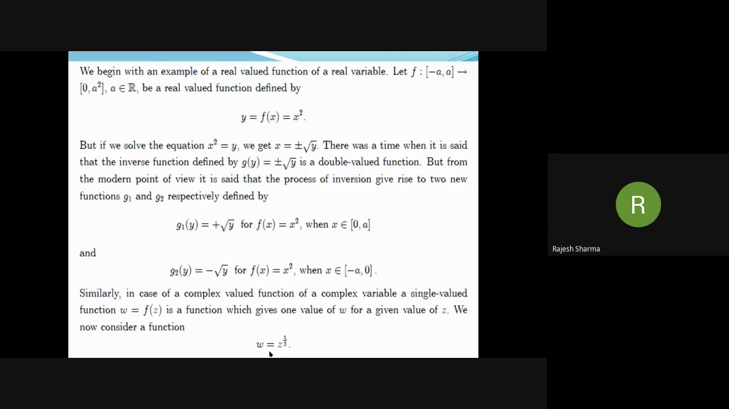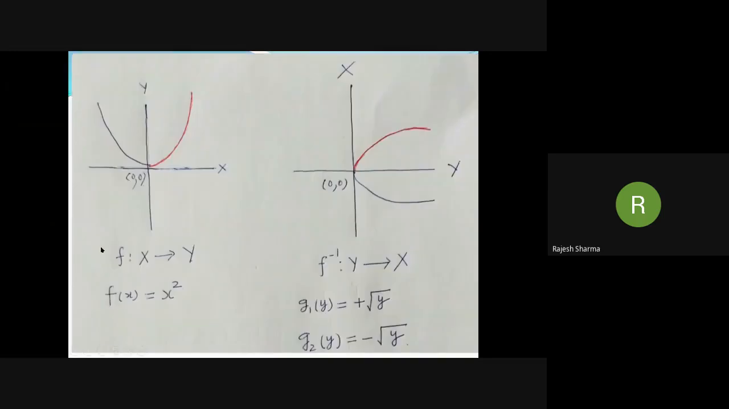We first consider a real valued function of a real variable, y is equal to f(x) is equal to x square. In the xy plane, this represents a parabola. In first quadrant, we have this part of parabola, and in second quadrant, we have this part of parabola, shown by blue curve and here red curve.